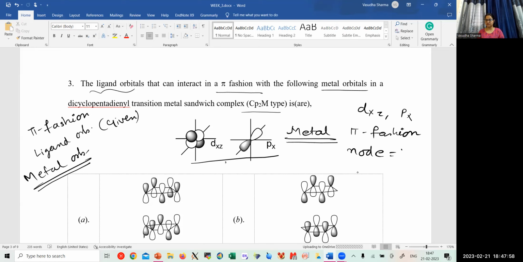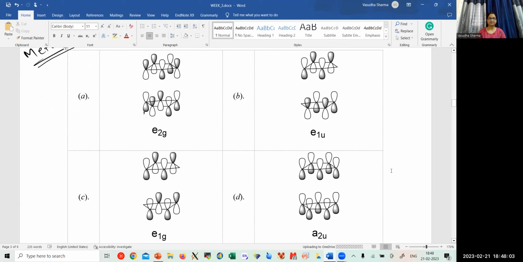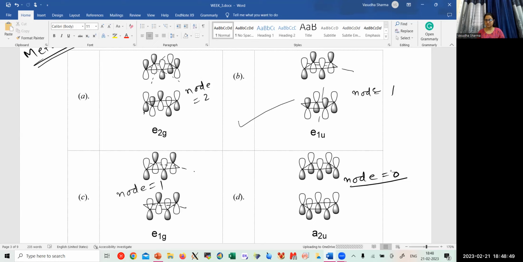So firstly, we will see the combinations. Here in the above case, this is one, and this is two. So node is equal to two. Here, if we see, there is only one node. There is also only one node. So node is equal to one. Similarly, this is also node one, and this is node equals to zero, because all the orbitals are in the same form. They do not have any upper and lower lobes in different forms. So B and C are your right options.